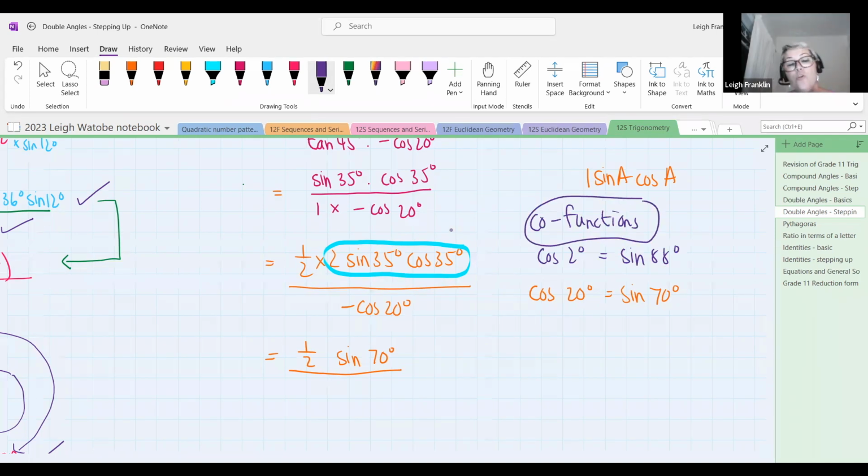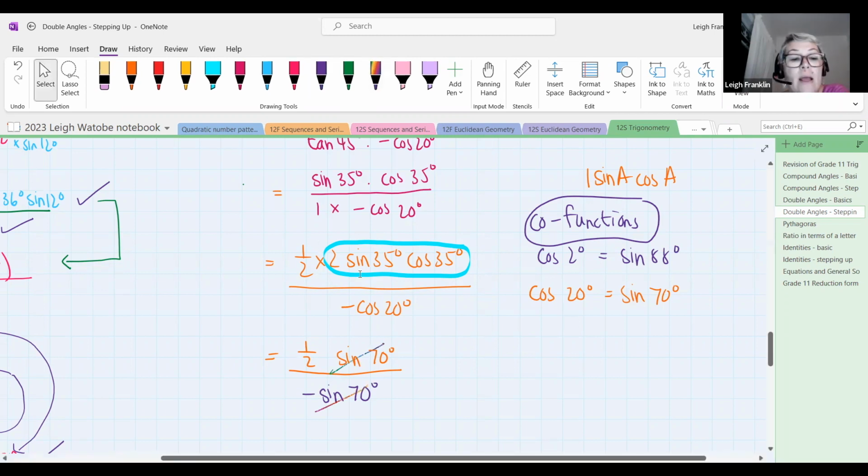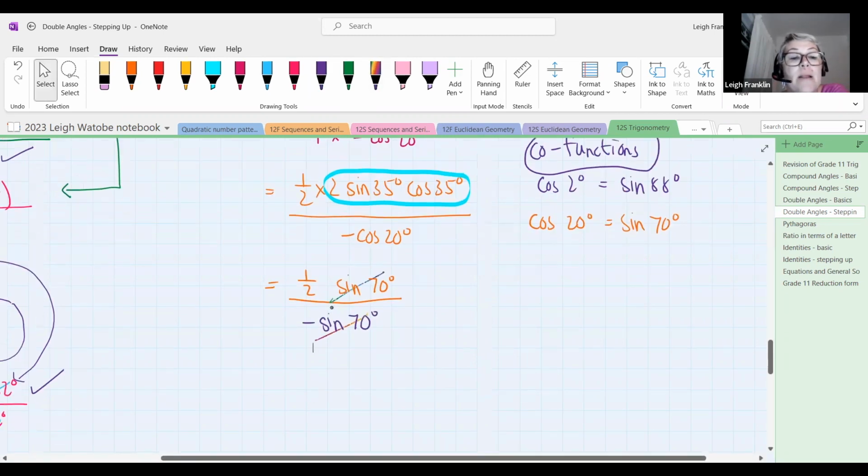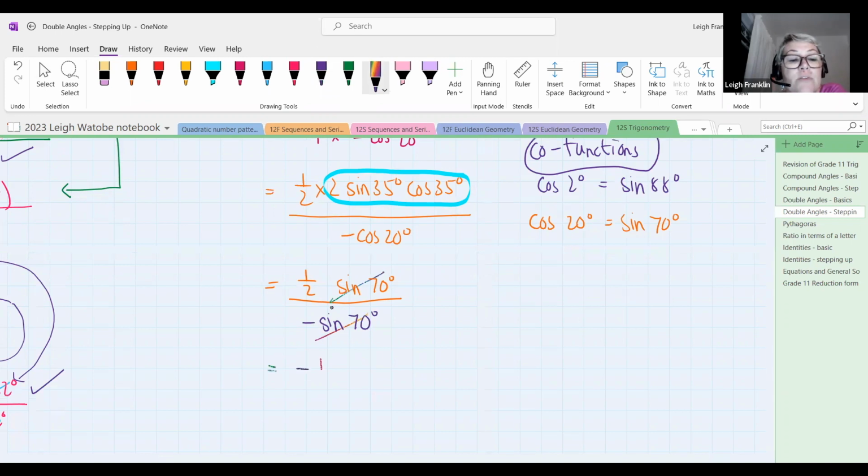Right. So you actually don't have to show the reduction formula. You can go straight to writing minus cos 20 as minus sine 70, just like that. Okay, and then you're going to say sine 70 divided by sine 70 is 1, and a half divided by negative 1 is going to leave us with minus 1/2.